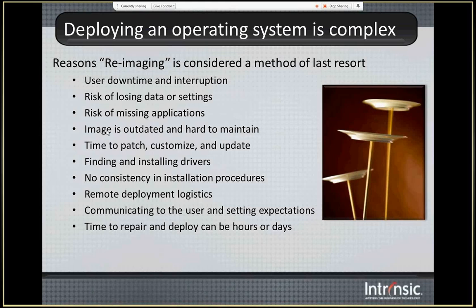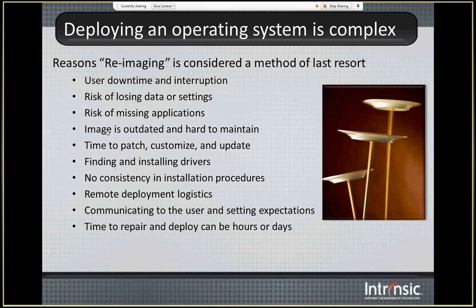They'd rather try to solve the problem by uninstalling malware or things like that, which is probably not the best way to do it. It also comes down to images being outdated, hard to maintain, time to patch, customize updates, finding and installing drivers, all taking into consideration the time involved to actually do the migration. Also, there's no consistency in the installation procedure, making help desk calls later on very troublesome because who knows what is the root cause, because every machine was built by hand or built differently.